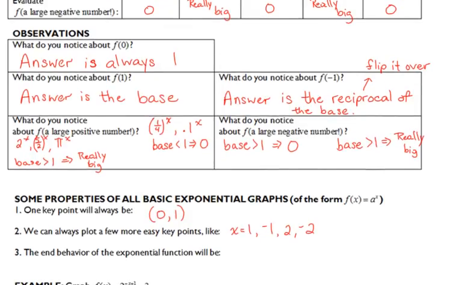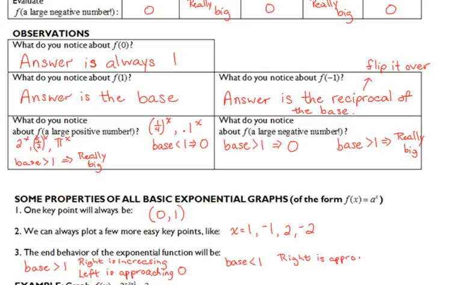Okay. So our end behavior, when the base is greater than 1, then to the right, it is increasing. The left is approaching 0. I say approaching because it doesn't actually equal 0, but you get really, really close to it. When your base is less than 1, the right side is approaching 0, and the left side is increasing.